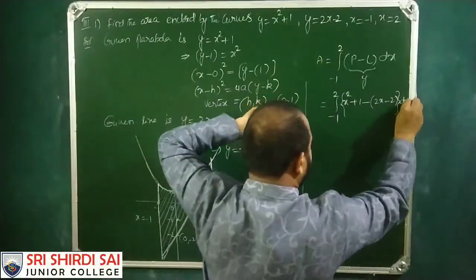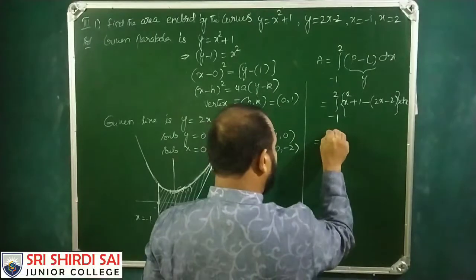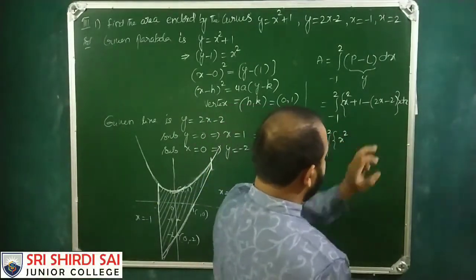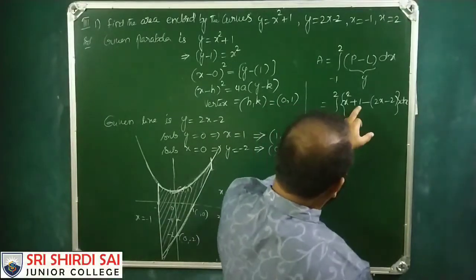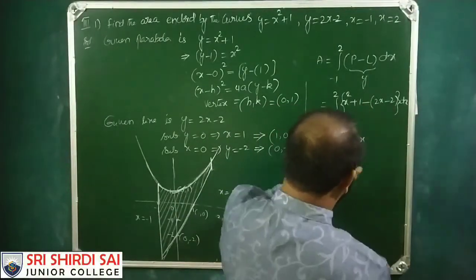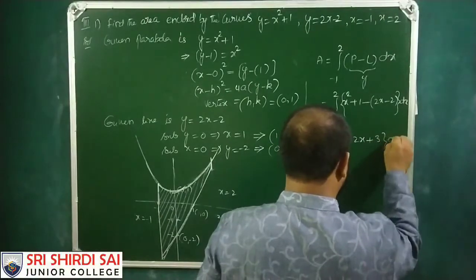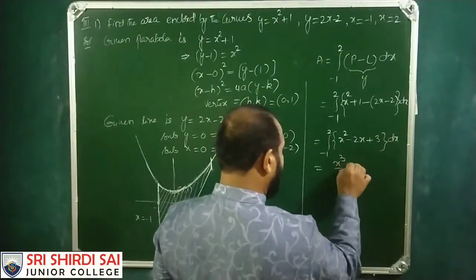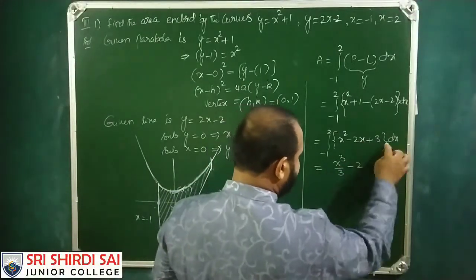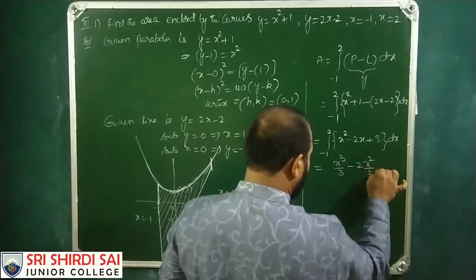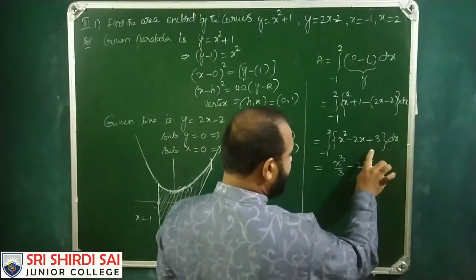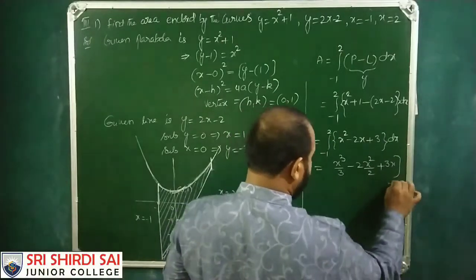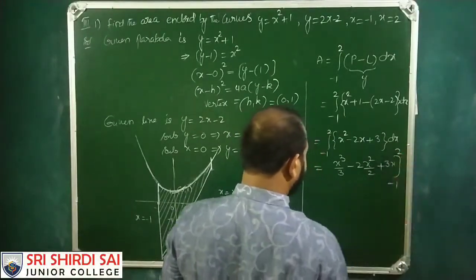This is equal to the integral from minus 1 to 2 of x square minus 2x, minus into minus plus 2, 2 plus 1, 3, whole dx. Integral of x square dx is x cube by 3, minus 2 times integral of x dx, which is x square by 2, plus integral of 3 dx, which is 3 times integral of 1 dx, 3x. So from minus 1 to 2.